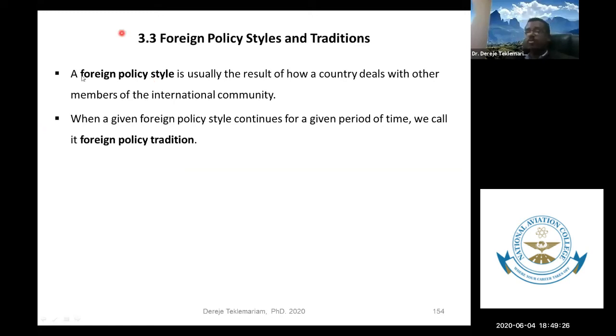So what's the foreign policy style of, let's say, Djibouti, or what's the foreign policy style of, let's say, Kenya, even like that. The how question is a very important question, and we need some kind of narration. However, when a given foreign policy style continues for a longer period of time, that will be called the foreign policy tradition.